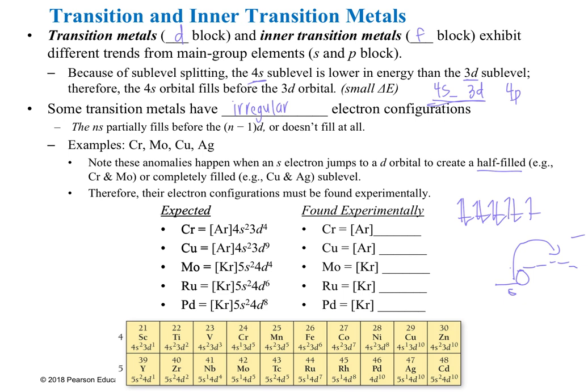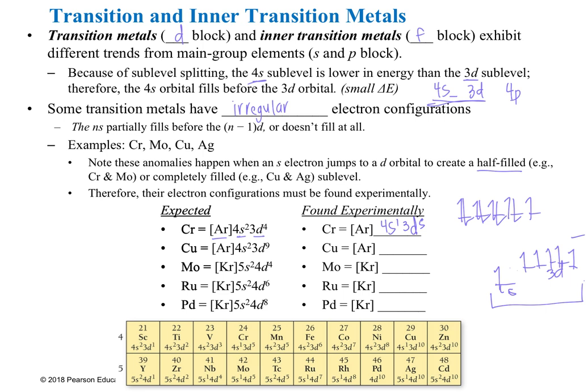Chromium, you would expect, argon's the last noble gas, and we have 4s2, 3d4. What we really have is 4s1, 3d5. So let's say I have 4s and then 3d here. Chromium should be 4s2, 3d4. But then that electron on the 4s, the one that is paired, is actually going to be able to move over to fill that last d orbital. And this is actually more energetically favorable than the original one that we would predict.